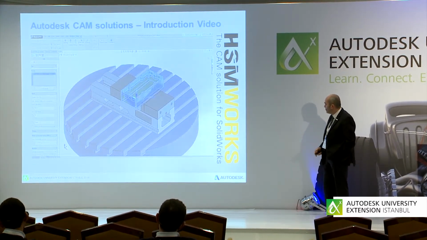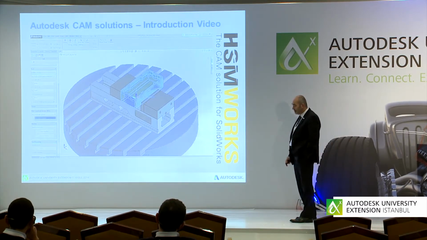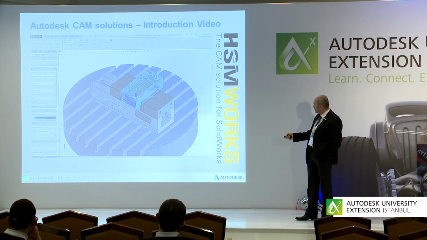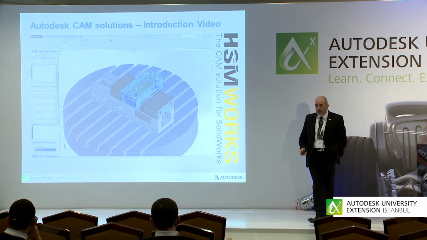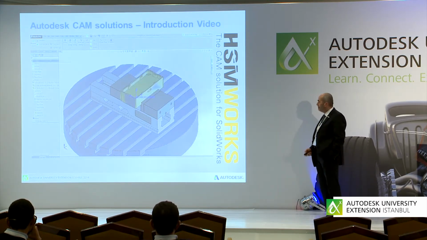In this case, we have to select the part that you would like to machine. You can work with assemblies. This is a fixture and this is a vise. So we can use this to avoid crashes with the machine.